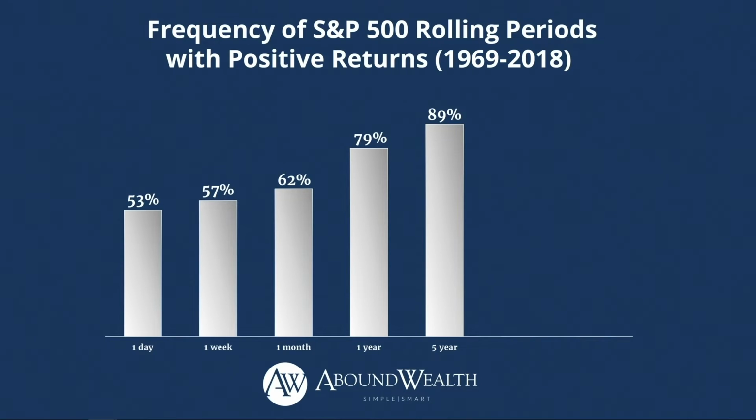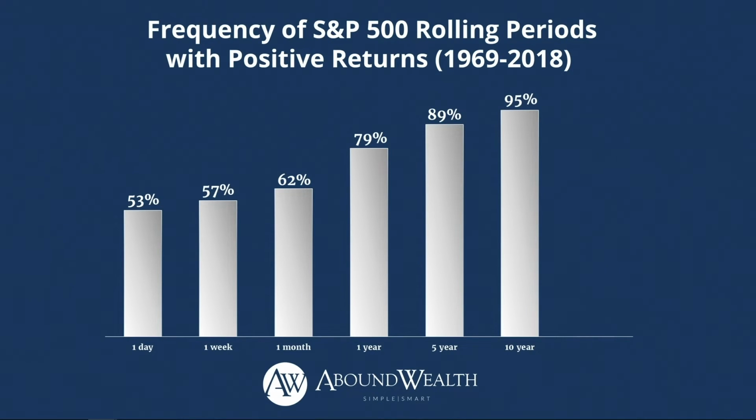On a 5-year basis, it goes up to 89%. Now remember, we showed you the 60-40 on that missing the mark slide. This is just the S&P 500, because we diversify for our clients, so it's going to get even better when you add diversification. But still, even with an aggressive portfolio of just the S&P 500, over 5 years, 89% of the time you're making money. That's right. On a 10-year basis, we are up to 95% of the time.